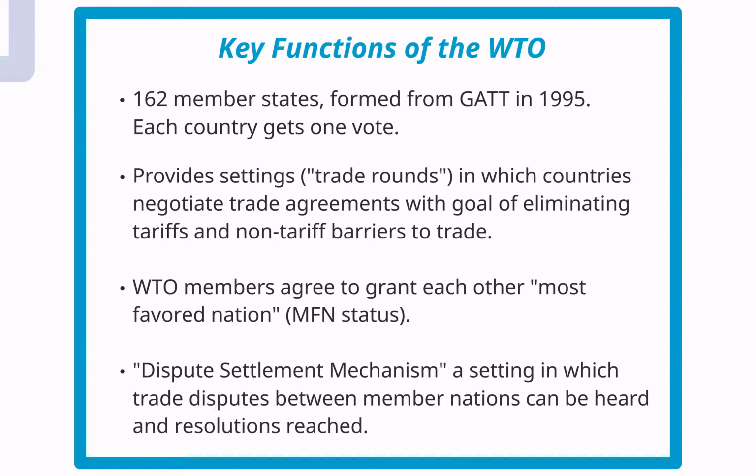So what does it do? It provides settings in which countries can negotiate trade agreements. And the goal, largely, is to eliminate tariffs and non-tariff barriers to trade, which we talked about last time. That is the primary function of the World Trade Organization: how do we enable goods and services to flow more freely around the world. And so they have these trade rounds, right?